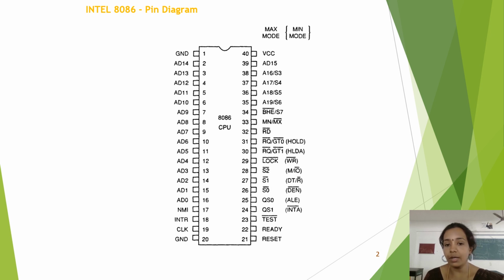The read signal will be accessed through the 32nd pin. Request signal will be accessed through 31. Pin number 30 is for hold acknowledgement. Lock and writing the data will be accessed through the 29th pin. Status signals will be accessed through the 27th and 28th pins as well as the 26th pin. Pins 24 and 25 are address latch enable and interrupt acknowledgement. INTA is nothing but the interrupt acknowledgement. 23 is for the test signal. 21 and 22 are ready and reset.